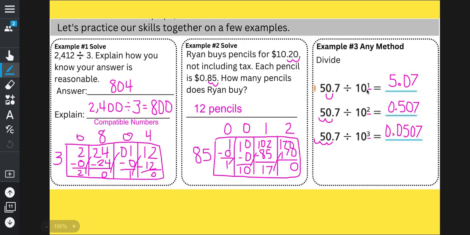For problem 3, again, we're going to look at those exponents. They tell us how many times to move the decimal to the left or the digits to the right. So the first one, we moved it 1 spot, which makes it 5.07. The next one 2 spots, 0.507, and the last one 3 spots, 0.0507.